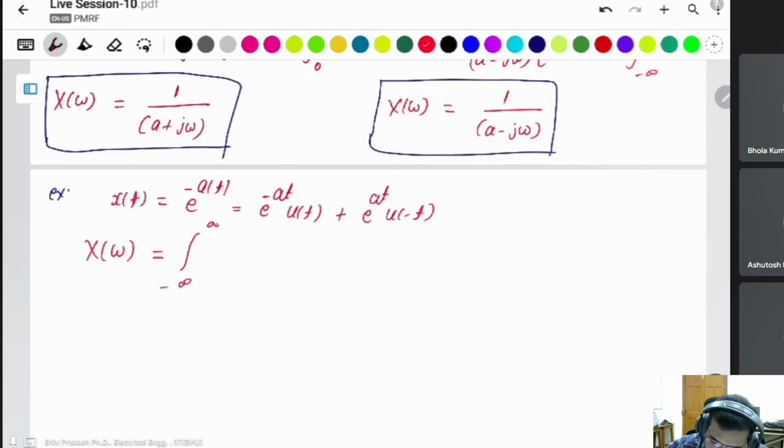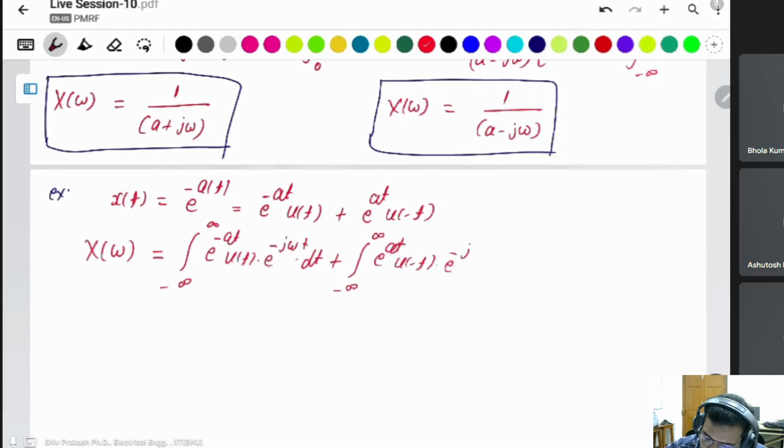Minus infinity to infinity x(t) dt means e to the power of minus a t u(t) into e to the power of minus j omega t dt, plus this will also be the same, minus infinity to infinity e to the power of a t u(minus t) into e to the power of minus j omega t dt. In the previous question you know about this integration, and this will be a plus j omega, and this will be a minus j omega.